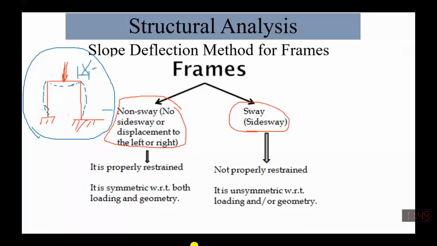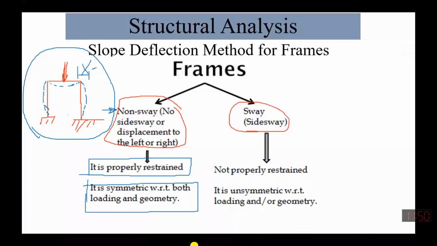There is no sideways movement. It can happen if the structure is properly restrained. There are three conditions: the structure is properly restrained, and the structure is symmetric with respect to geometry and loading. If these three conditions are satisfied, our frame will remain under the no sway condition.